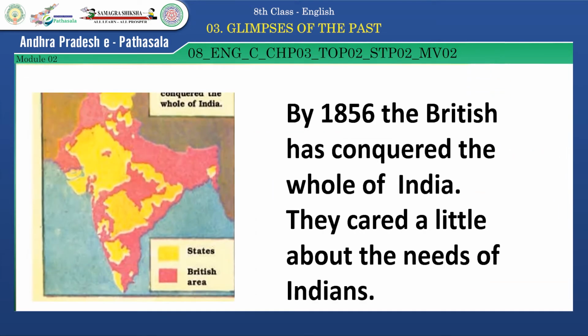By 1856, the British had conquered the whole of India. They cared little about the needs of Indians. In this India map, you can clearly see the area occupied by the British. It is indicated in pink and the states are indicated in yellow.